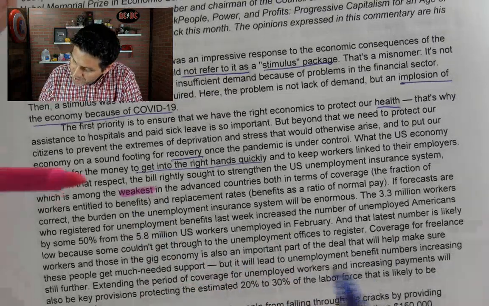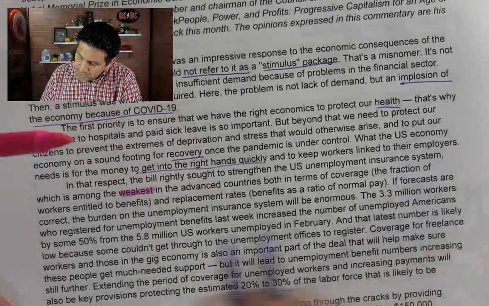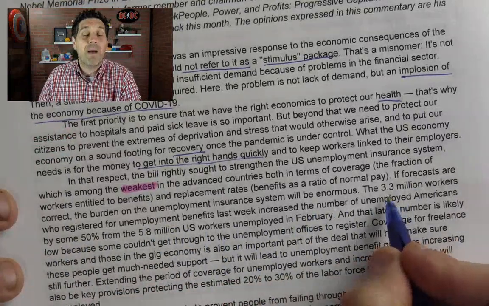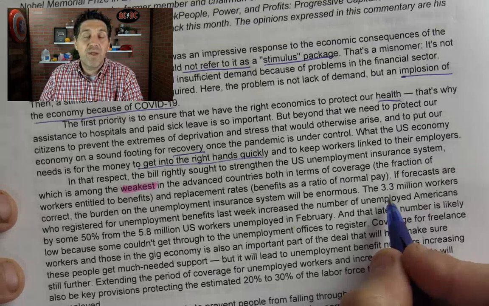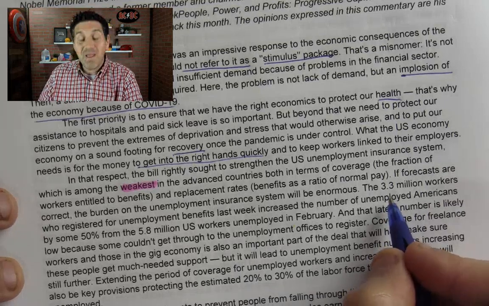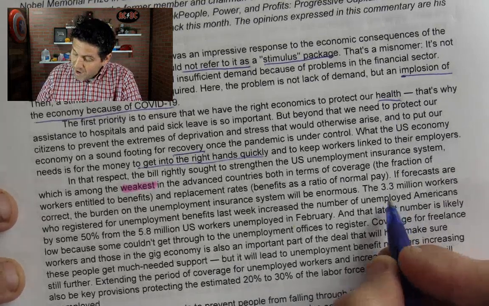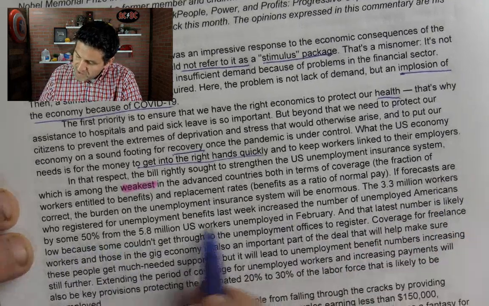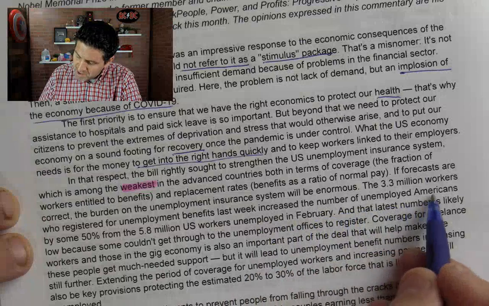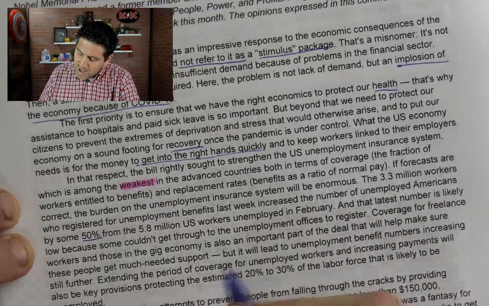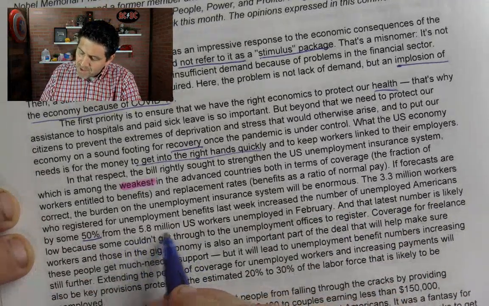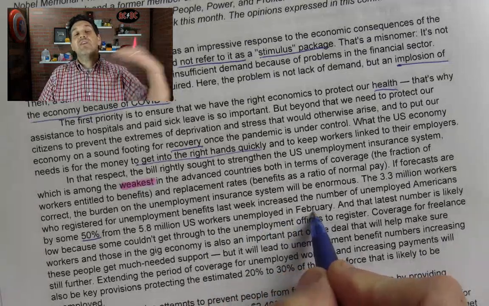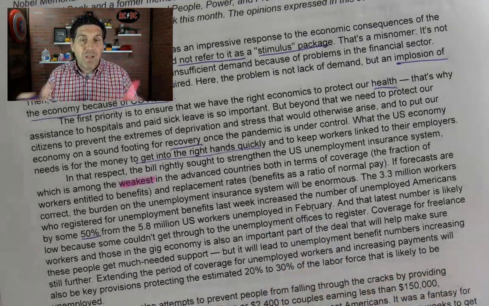But let's keep reading. He says, if forecasts are correct, the burden on the unemployment insurance system will be enormous. In other words, these people who are about to lose their job are going to go to the government and ask for unemployment benefits, and that's going to be a large group of people. The 3.3 million workers who registered for unemployment benefits last week increased the number of unemployed Americans by 50% from the 5.8 million from February. In other words, we've already seen a 50% increase in the number of people who have applied to be unemployed.